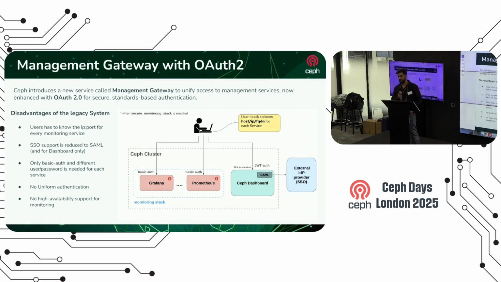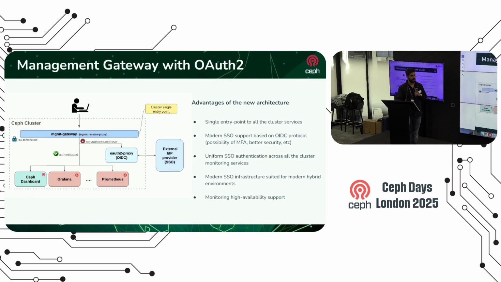So if you are deployed on Prometheus, then you need to know where my Prometheus is deployed. If you are deployed for Grafana, you need to know that. With the management gateway, this problem will go away. You will have a host, and then slash Prometheus will redirect you to Prometheus, slash Grafana will redirect you to the Grafana over there.